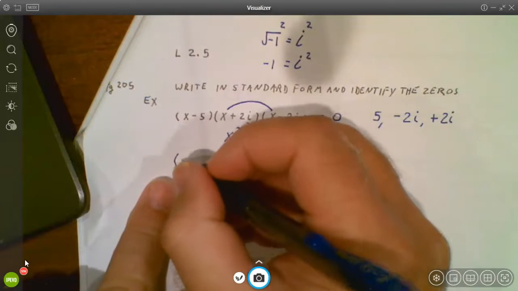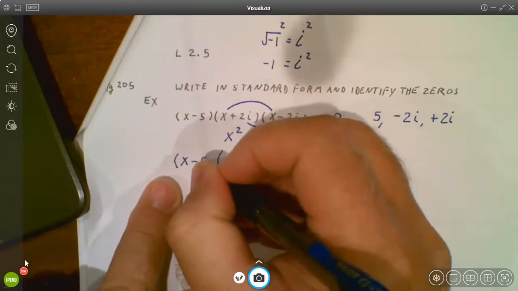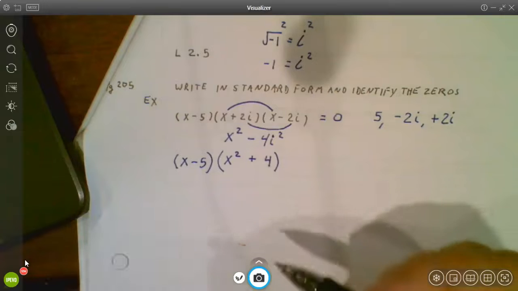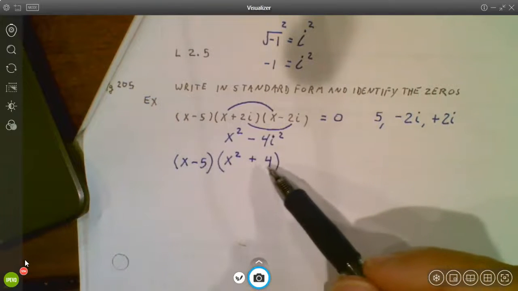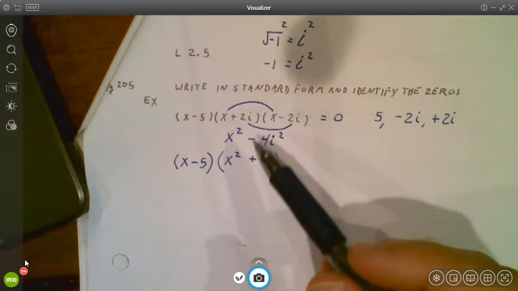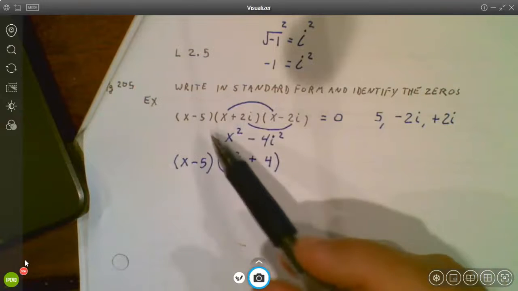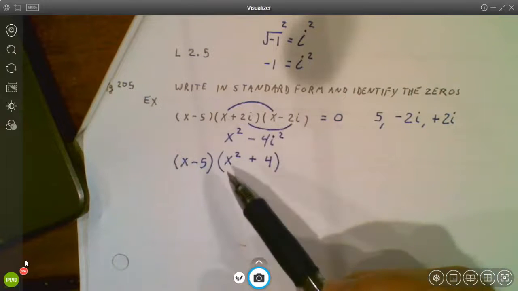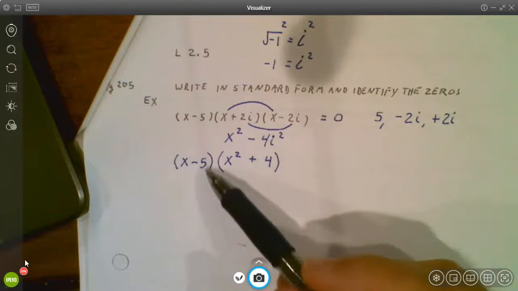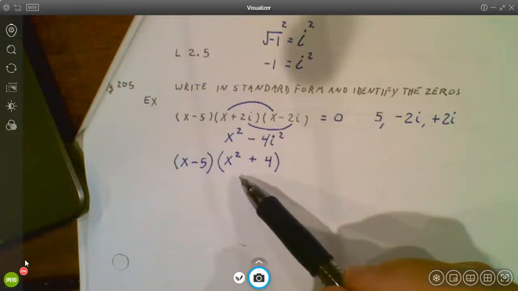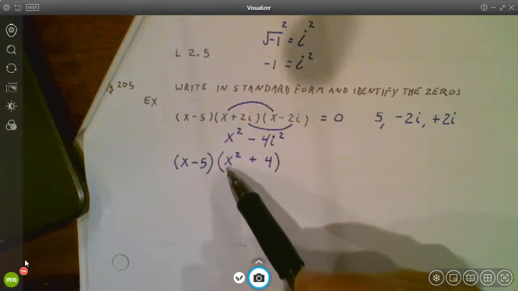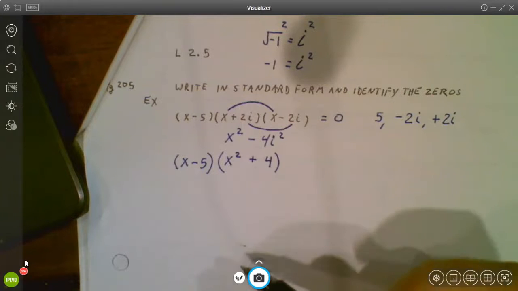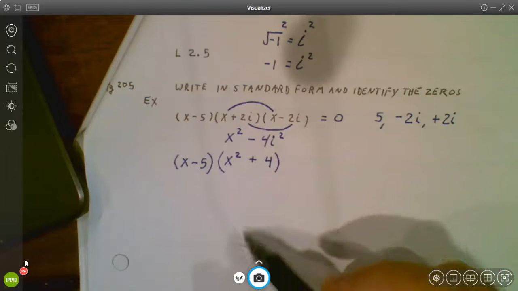Let me bring down that x minus 5. So you'll notice, guys, in doing that, I no longer have an i in my setup. And under these conditions, that will always happen. So as you take any of these factors and bring them together, you should no longer have an i in your problem. And so as you get back to standard form, that should always be the case. You should only have x's and constants. You'll never have an imaginary in the original polynomial.